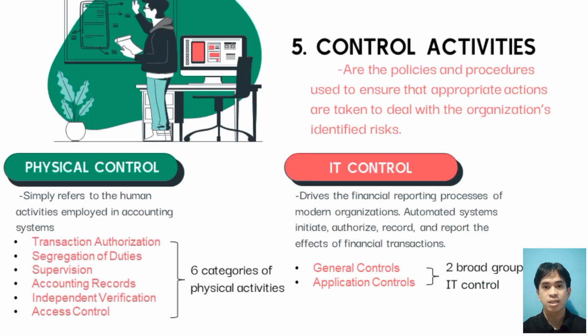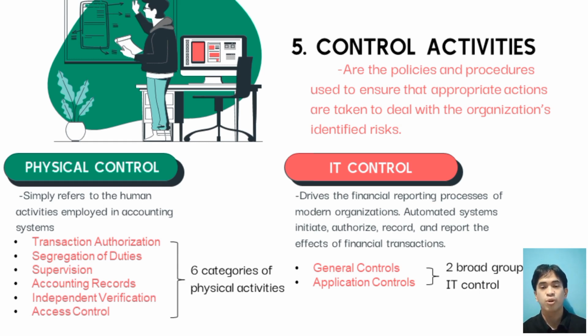And last but not the least is the control activities. Control activities are the policies and procedures used to ensure that appropriate actions are taken to deal with the organization's identified risk. Control activities can be grouped into two distinct categories, the physical controls and the information technology controls. The first category is the physical control. It simply refers to the human activities employed in the accounting system.